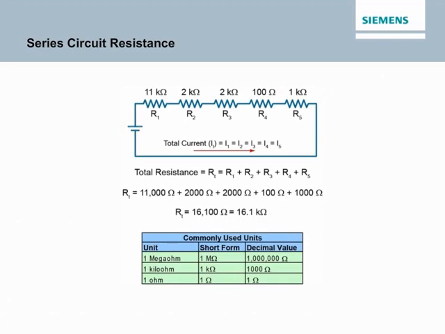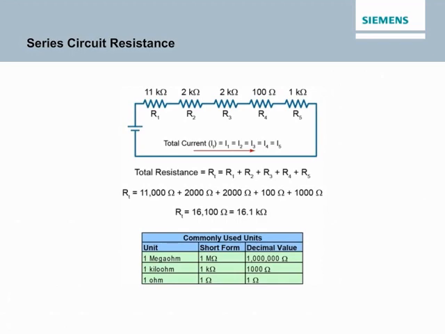The accompanying graphic shows 5 resistors connected end-to-end. There is one path of current flow from the negative terminal of the voltage source through all 5 resistors and returning to the positive terminal. Total resistance in a series circuit can be determined by adding all the resistor values.